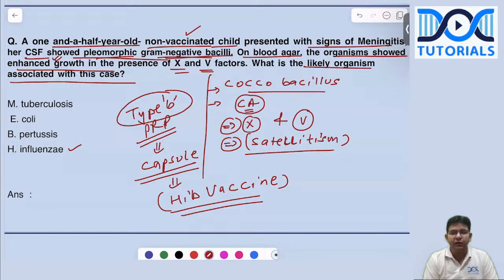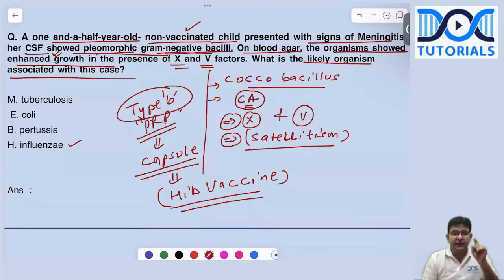And what is PRP? Polyribitol phosphate. That is there. Okay, guys. And important is that the capsulated strains of Haemophilus influenzae lead to meningitis, epiglottitis with the thumb sign, then endocarditis. All these particular ones are caused by what? The capsulated ones. Because non-capsulated ones, what do they do? They cause simple infections like LRTI, otitis media, sinusitis.